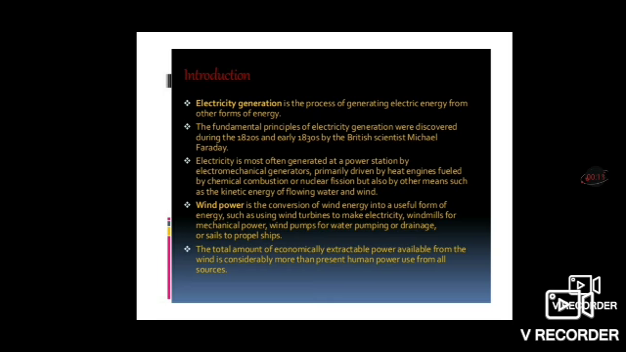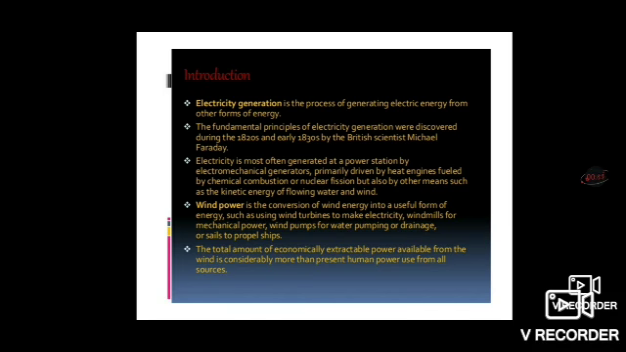The fundamental principles of electricity generation were discovered during the 1820s and early 1830s by the British scientist Michael Faraday. Electricity is most often generated at a power station by electromechanical generators, primarily driven by heat engines fueled by chemical combustion or nuclear fission, but also by other means such as the kinetic energy of flowing water and wind.